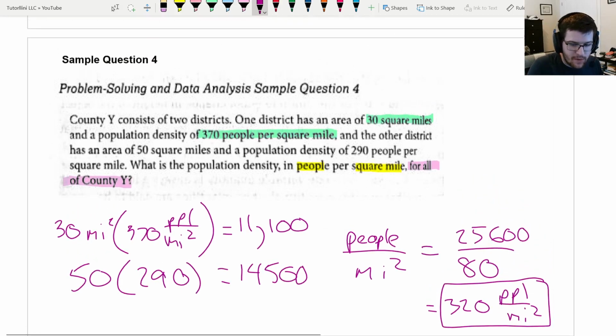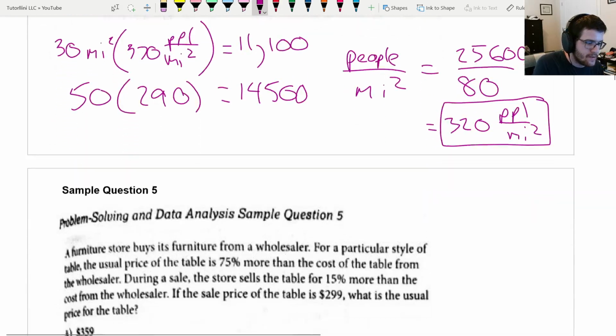Great, that's it. So once in a while, they'll give you a question where you have to pay attention to the units to see if you need to multiply or divide. So that's kind of what we did here. Great, let's keep going.